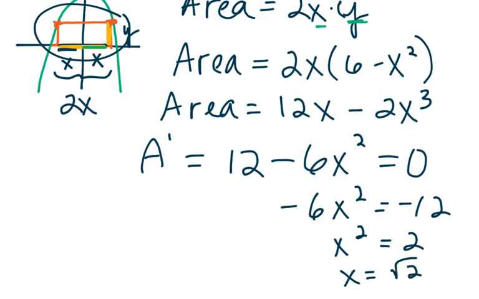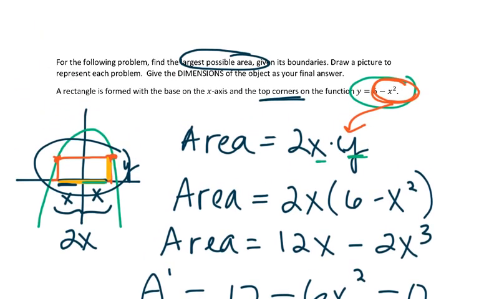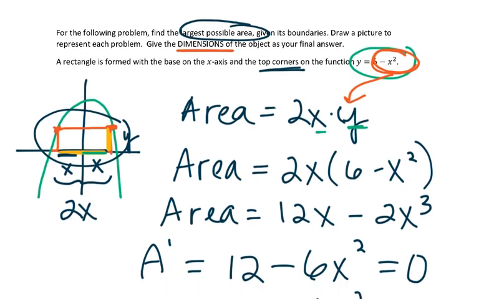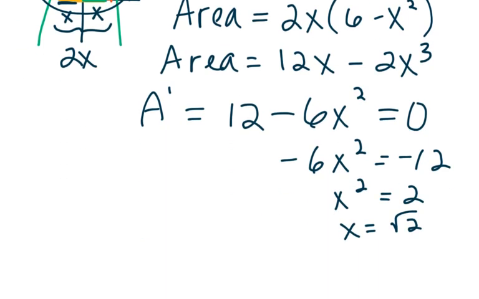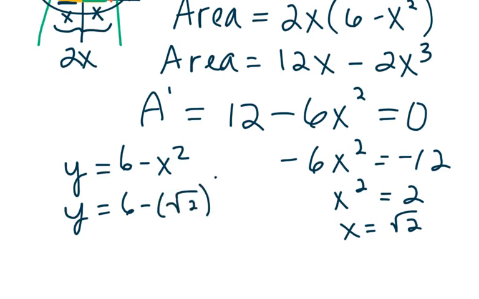If you look at what the problem's asking for, it's asking for the dimensions. So I'm looking for the dimensions of this rectangle. Well, I found what x is. I need to find what y is before I can find the dimensions. I know that y is 6 minus x squared. So if I know that x is root 2, I know that y is 6 minus 2, which is 4.